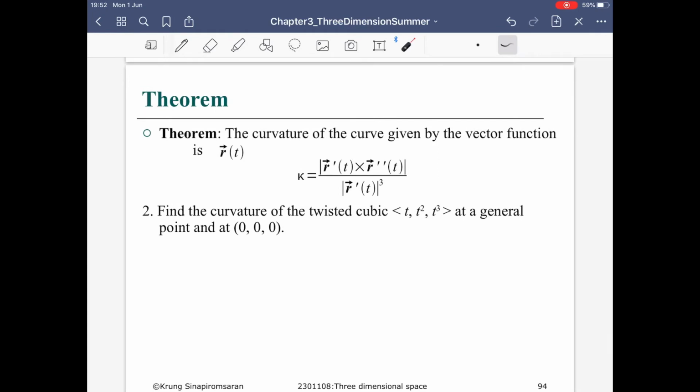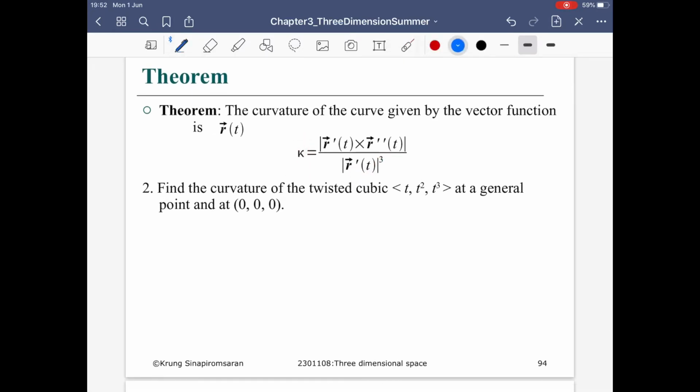Okay, so here is the theorem: the curvature of the curve is actually given by the magnitude of r prime cross r double prime, over the magnitude of r prime cubed. Okay, so this is the curvature. So let's look at this one. If this is your r(t), then what's your r prime? It is 1, 2t, 3t squared. What's your r double prime? It is 0, 2, 6t.